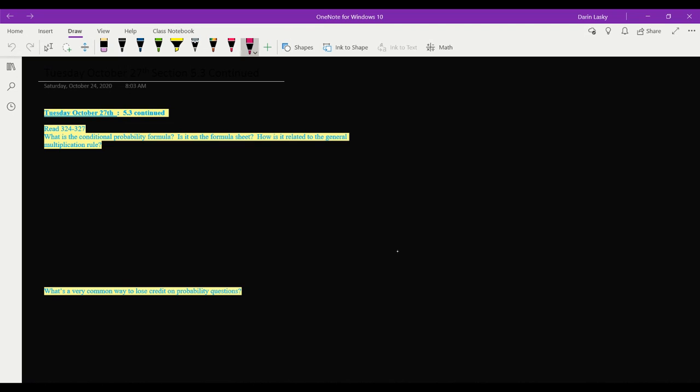So here we go. Conditional probability formula. It's on the formula sheet. Basically, the probability of A and B is equal to the probability of A times the probability of B given A happens. So this is our general multiplication rule.